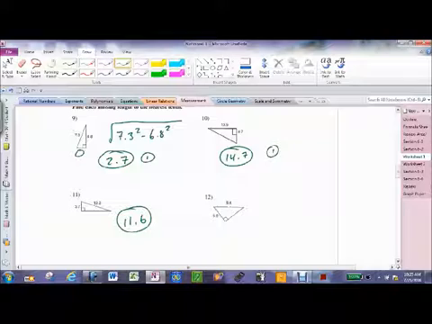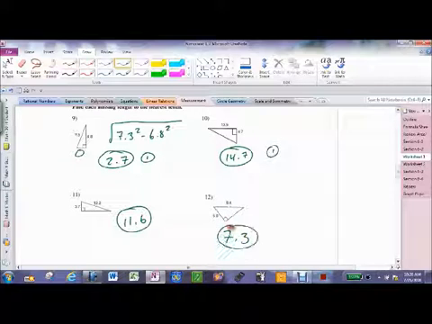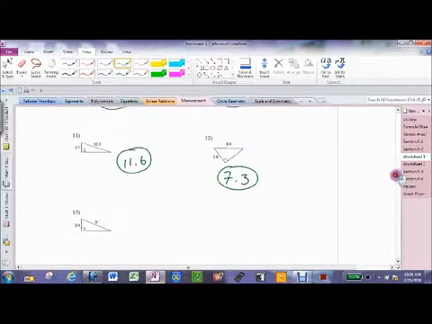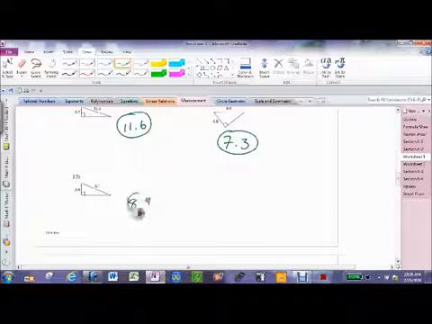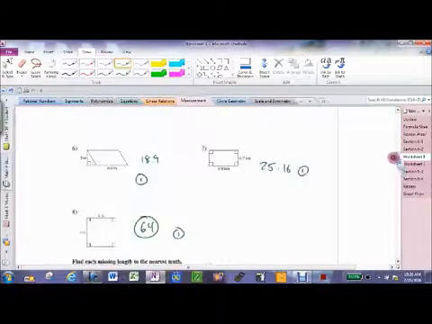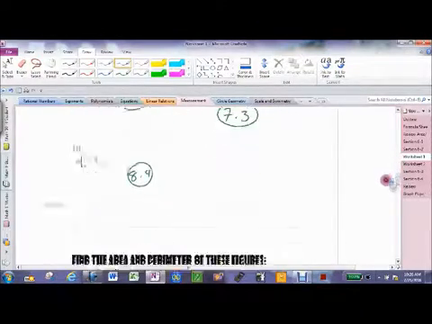11.6. And 7.3. And then this one, 8.4. Give yourself a mark on that page out of 1, 2, 3, 4, 5, 6, 7.